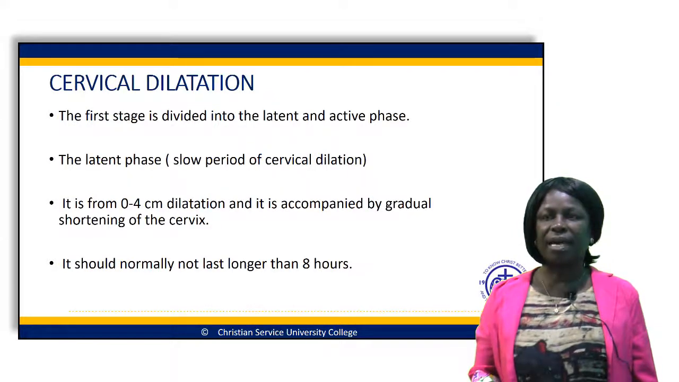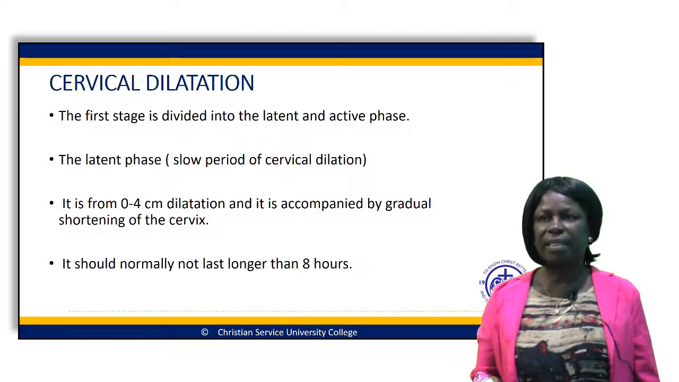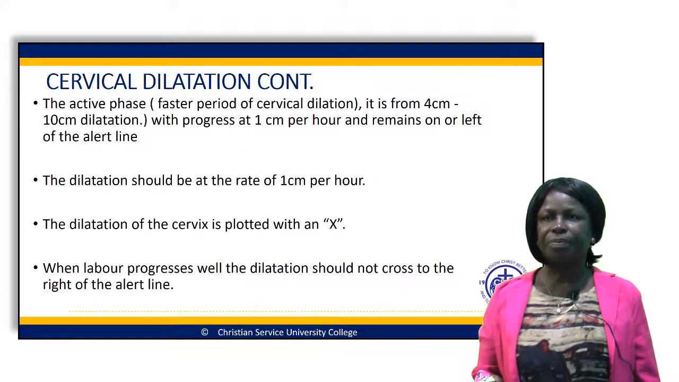Now the cervical dilatation. The cervical dilatation comprises of latent and active phase. The latent phase is slow period of cervical dilatation, and it is from 0 to 4 centimeters dilatation, and it is accompanied by gradual shortening of the cervix. It should normally not last longer than 8 hours.